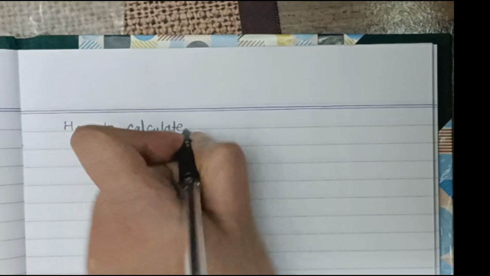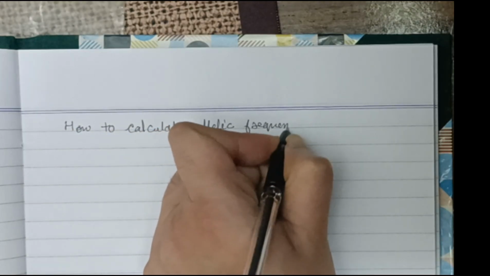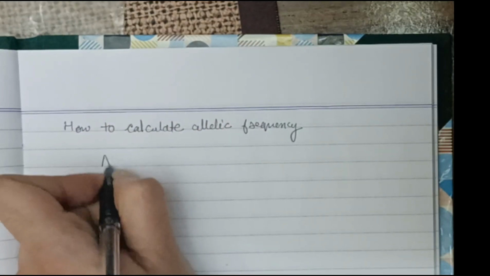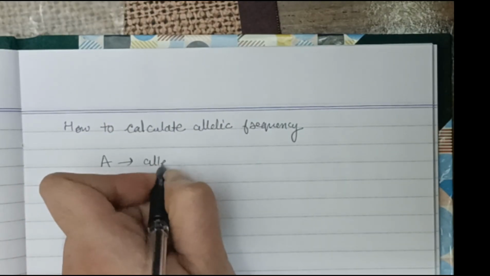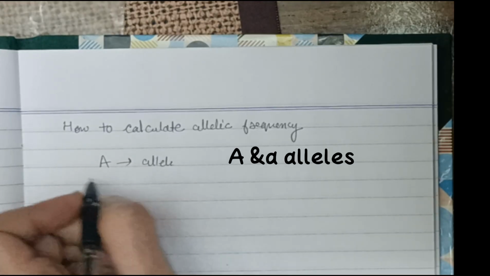That means a population consists of a particular allele in proportion. So for knowing that particular allele proportion, we use allelic frequency. In population genetics, it is very important.